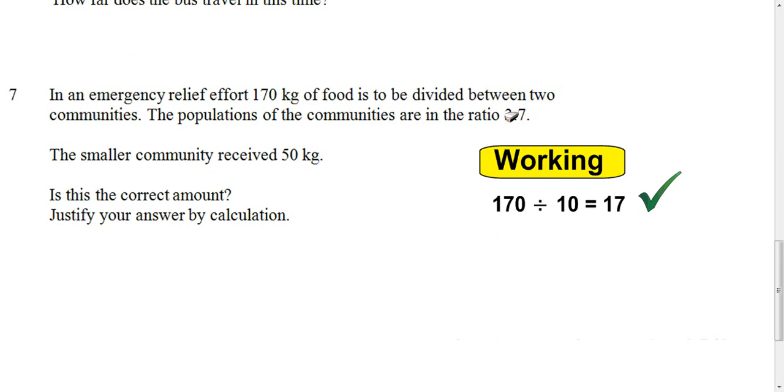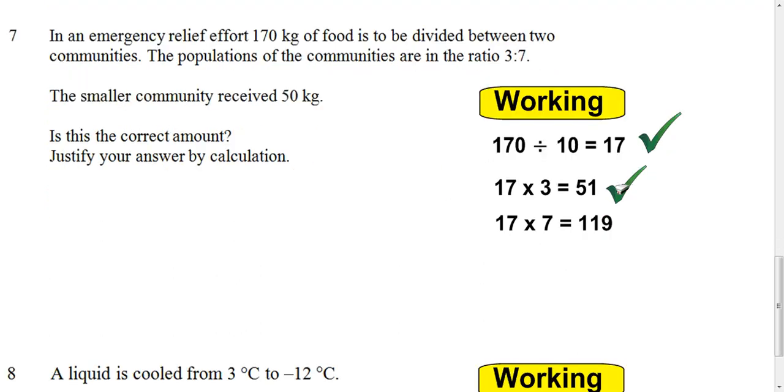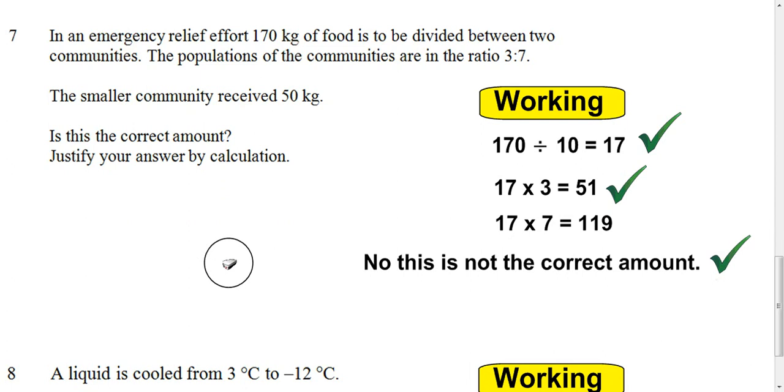This community, this side is getting 3 lots of that 17, and the other side's getting 7 lots of that 17. So 17 times 3 gives 51, and 17 times 7 gives 119. And you'll notice if you add these two numbers together, you get 170 because we've split 170 kilograms between two places. So let's go back to answering that question. Does the smaller community receive 50 kilograms? Well, in this case we've worked out it received 51, so no, it does not.